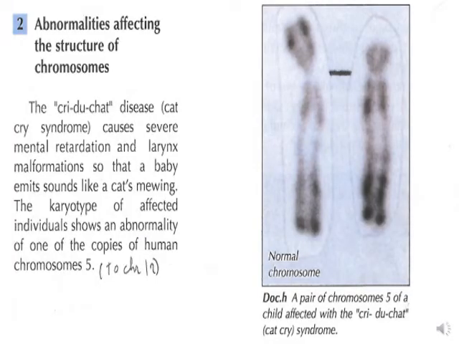Here, an abnormality affecting the structure. Cri-du-chat disease, cat cry syndrome, causes severe mental retardation and larynx malformations, so that a baby emits a sound like a cat's mewing. The karyotype of affected individuals shows an abnormality of one of the copies of chromosome number 5. Here we have a part of the chromosome that is deleted. So this is the cause of Cri-du-chat, the cat cry syndrome.